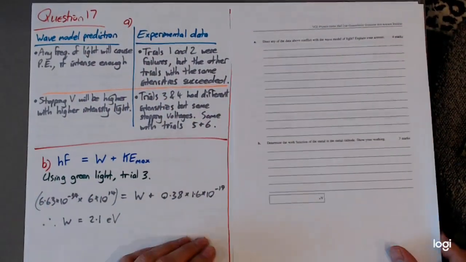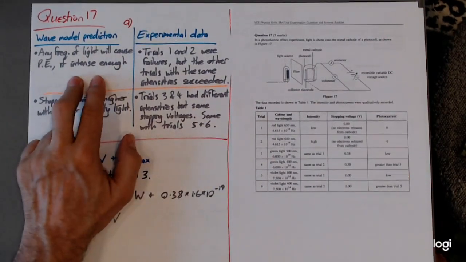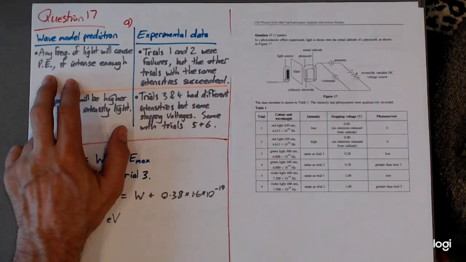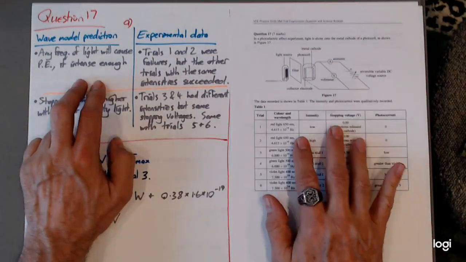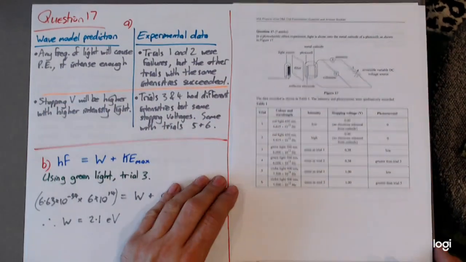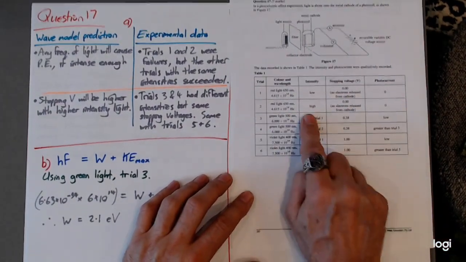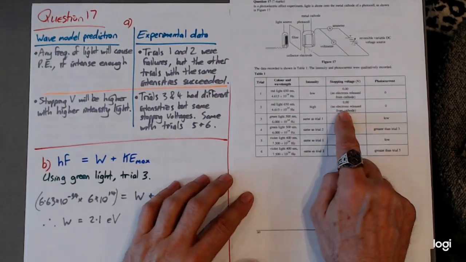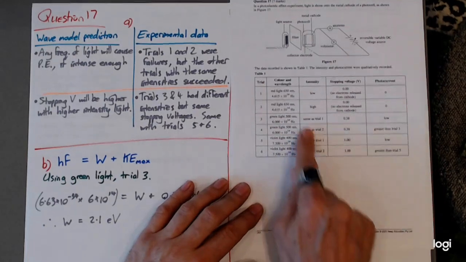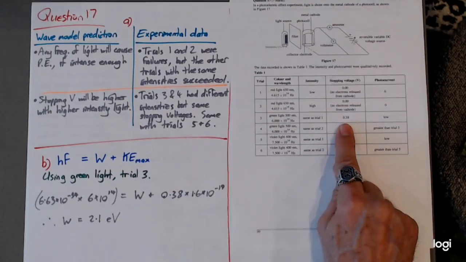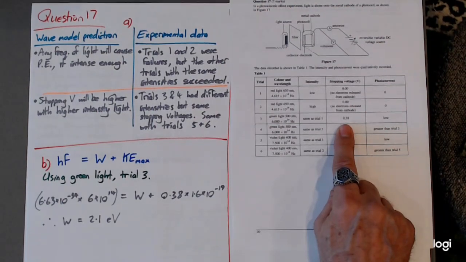Okay, so the wave model tells you that any frequency of light will cause the photoelectric effect to happen if it's intense enough. And the reality, here's their data. They had red light of a low intensity, nothing happened. Red light of a high intensity, nothing happened. They had green light of a low intensity, the same as that trial run, and something happened. So the photoelectric effect didn't happen because of the intensity of the light.